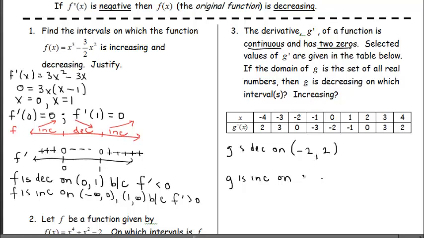All right, so what does that mean for us as far as g increasing? Well, it told us that g is the set of all real numbers. So we need to start at -infinity, go to -2, right up until we get to that 0, and then also again from 2 to infinity. If you were asked to justify, you would say because g prime is positive.